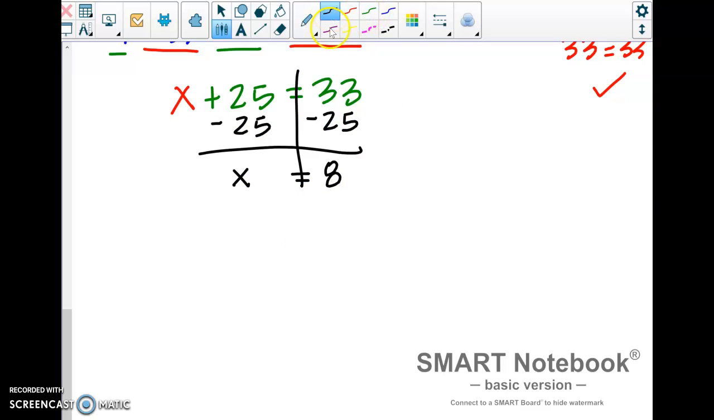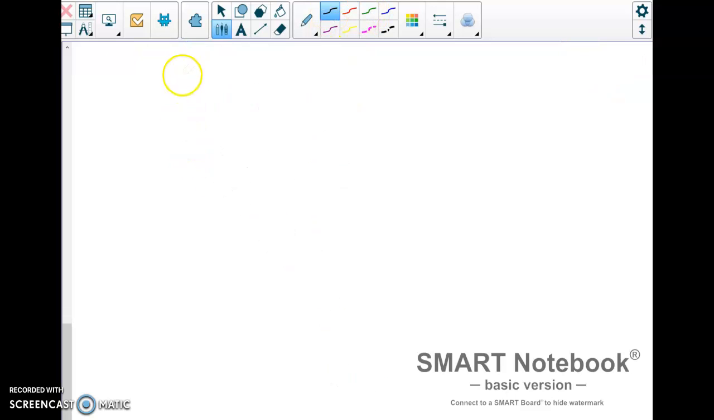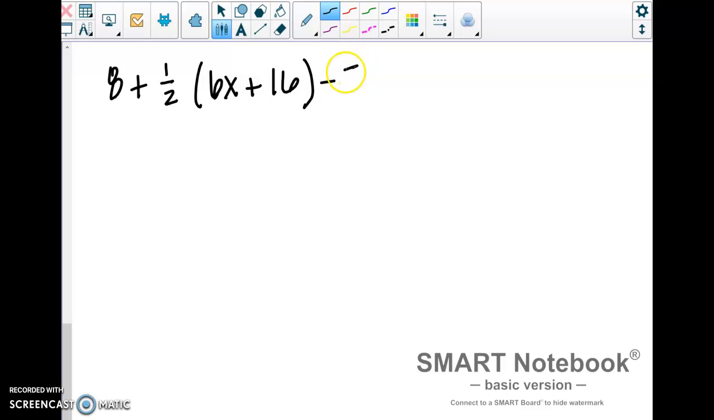Okay, let's try one with fractions. So let's do 8 plus 1/2 parentheses 6x plus 16 minus 5. What is that supposed to equal? Let's say equals 47. So go ahead and pause the video and solve that one.